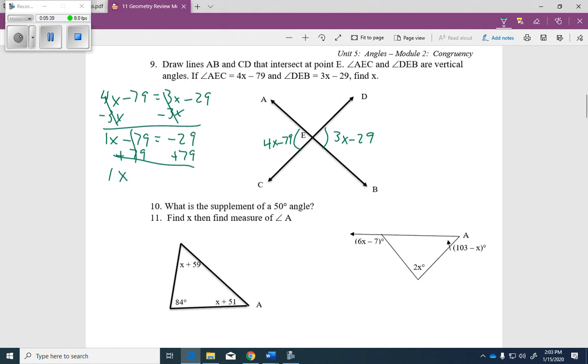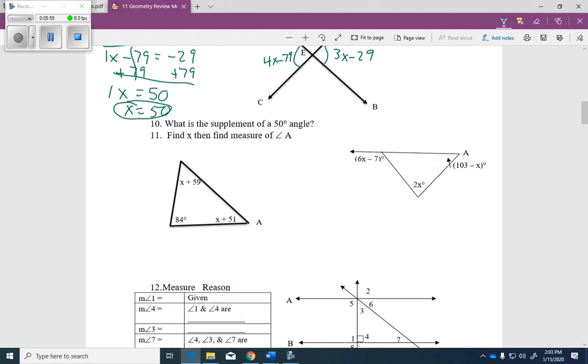So 1x, shoot, I got confused for a moment. 1x equals 50. So x is 50. Find x, I did. If they asked me to find the angle measurements, I would have gone and substituted them back in. What is the supplement of a 50-degree angle? Supplement, you think about 180. So 180 minus 50 is 130 degrees.